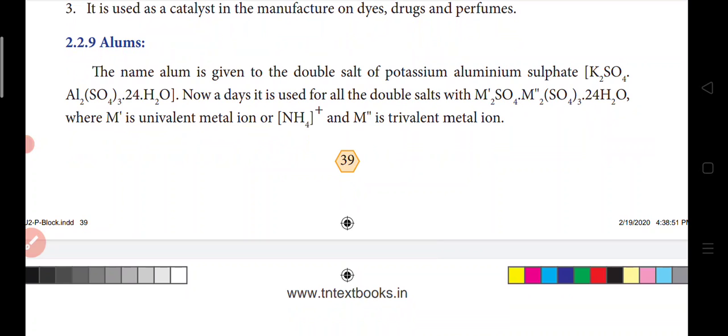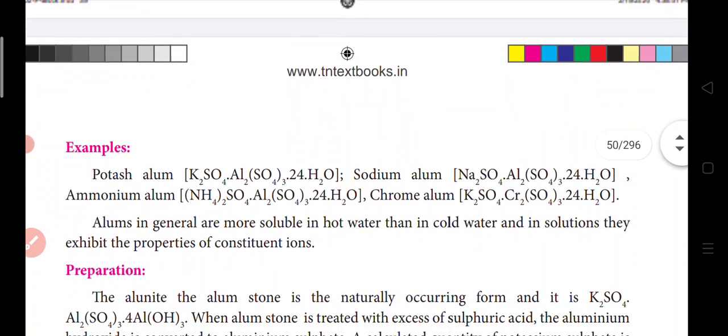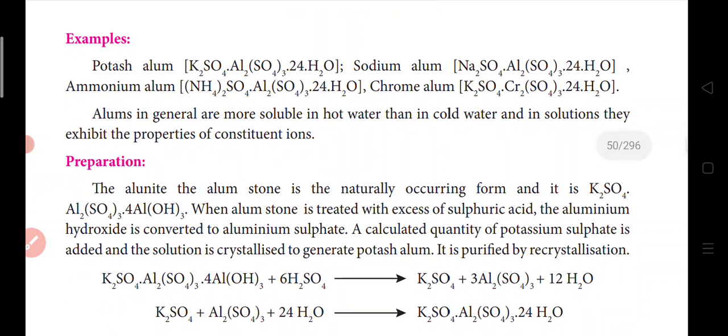Nowadays the name is used for all double salts, that is, one metal salt and another metal salt with 24 molecules of water, where M is a univalent metal. That metal should be a univalent metal ion, and the other a trivalent metal ion. Examples: potash alum, that is K2SO4.Al2(SO4)3.24H2O. Sodium alum has the same formula, but instead of potassium sulfate you have sodium sulfate. Ammonium alum has ammonium sulfate. Chrome alum has potassium sulfate with chromium sulfate.